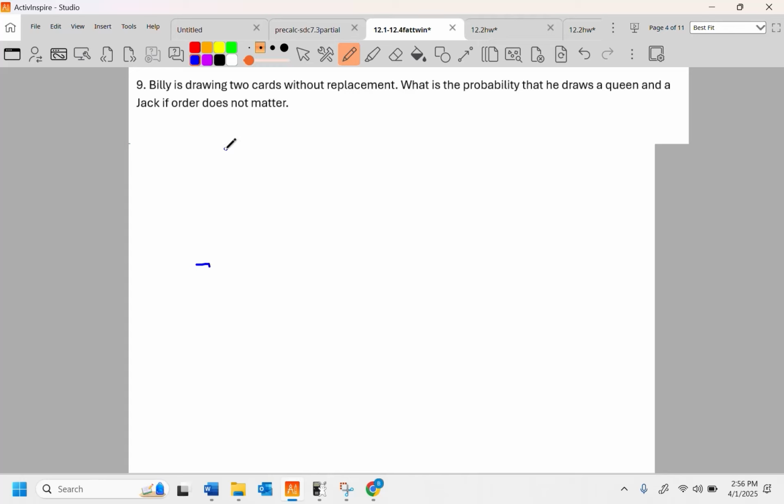So here's your two situations. We have a queen followed by a jack, or we have a jack followed by a queen, because order doesn't matter. And that's a big thing. It says order doesn't matter. So the probability of drawing a queen is going to be 4 in 52. And if I pull the card, the probability of a jack is going to be 4 in 51. Okay? Notice that I've decreased the denominator because I pulled a card out.